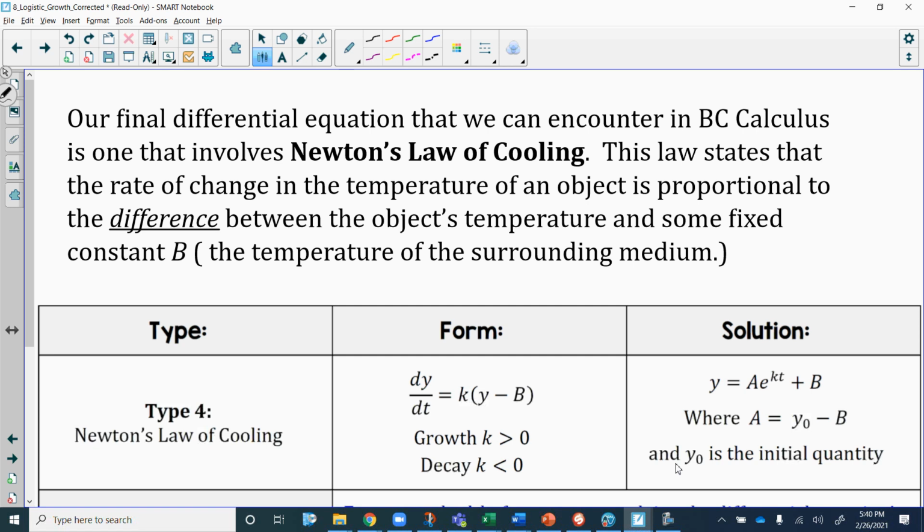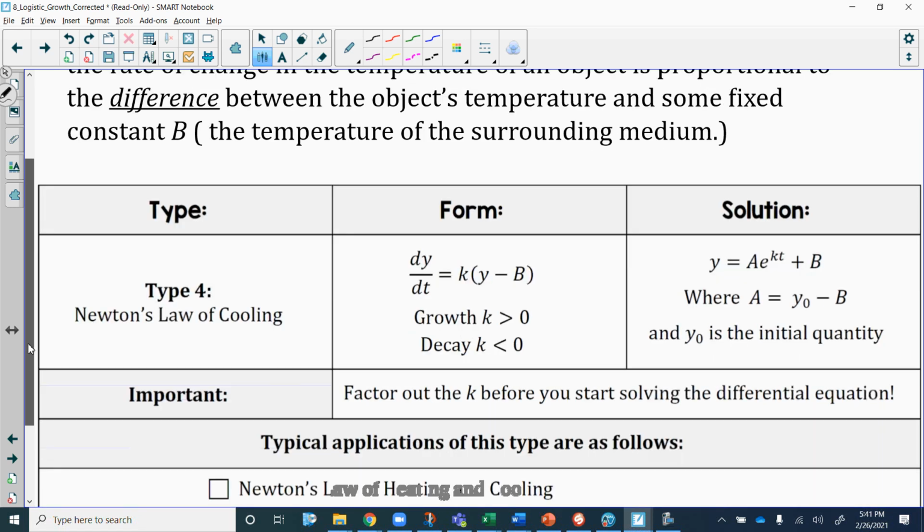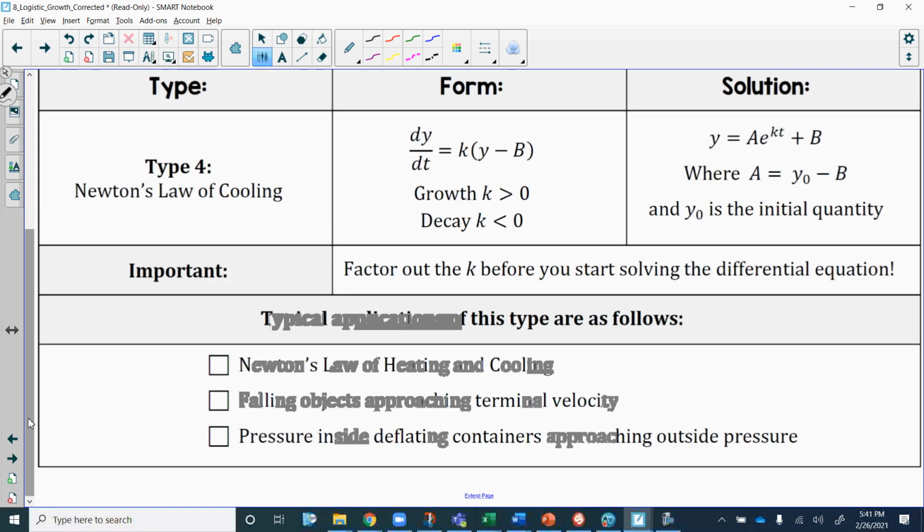Now, Newton's law of cooling may have been something that you got exposure to in a pre-calculus class. I remember when I taught pre-cal, this was something that was included in an exponential and logarithmic unit of study. Newton's law of cooling is essentially going to be able to show you the difference between an object's temperature and a fixed constant. Typically, it's going to be the temperature of the room that you're in. It doesn't necessarily have to be. If you were doing something underwater, it would be the temperature of the surrounding body of water. But for us, generally speaking, it's going to be the ambient temperature of a room that you're in.